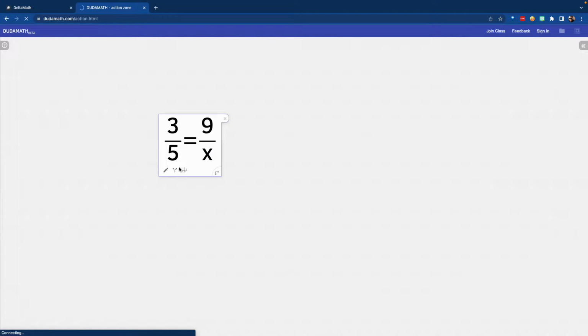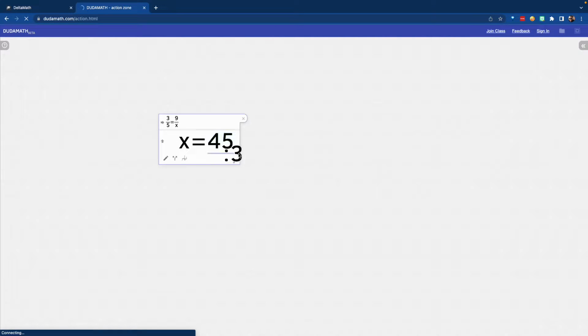Now that I have this, cross multiplying is when you take the denominators and multiply them up into the numerators. You're allowed to do this when it's a fraction equals a fraction. So 5 times 9 and 3 times x gives us 3x equals 45. And then to solve an equation, we want to get the variable solo. So I'm going to divide both sides by 3.